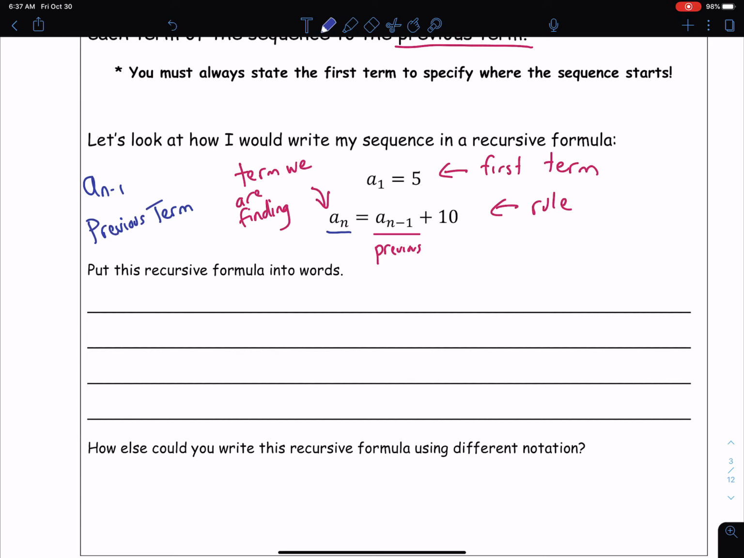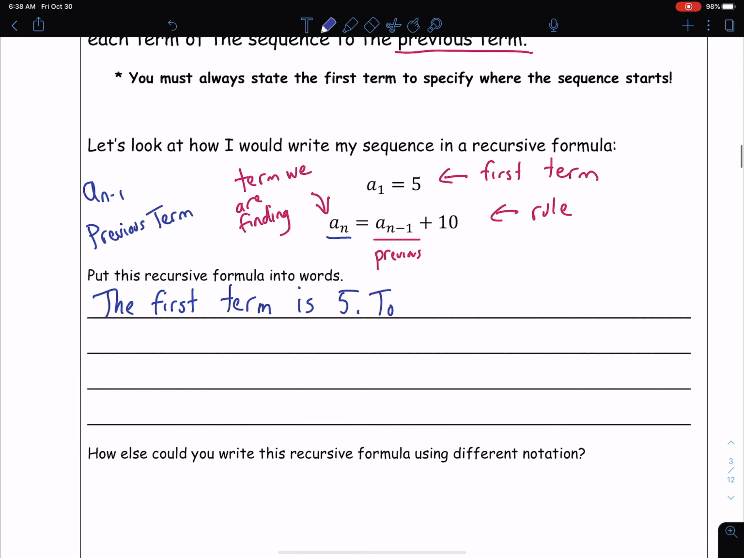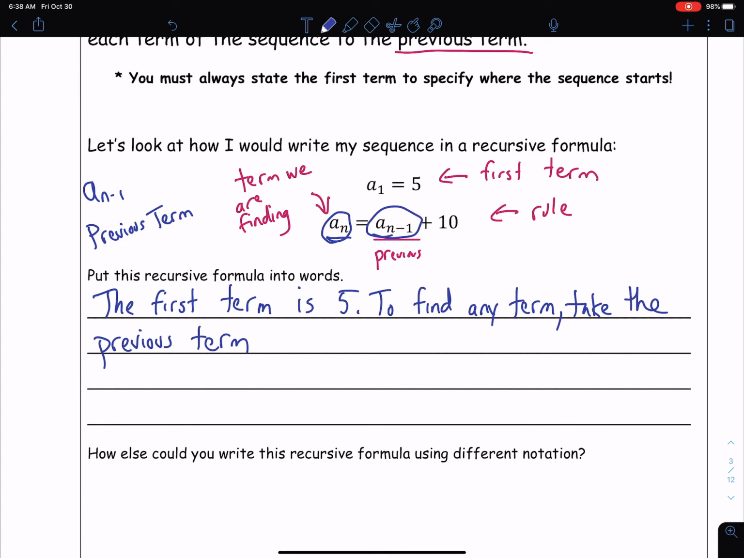Well, the first thing that's happening is the first term is 5. And then what's happening? Well, to find any term, what you must do is take the previous term, which is A sub n minus 1, and add 10.